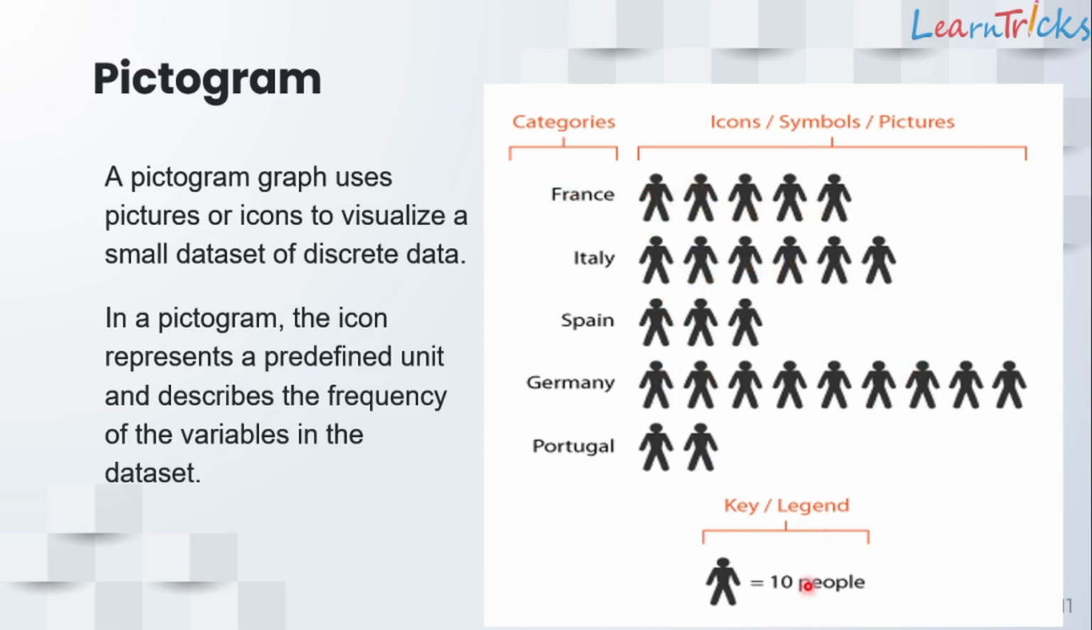And one icon is equivalent to 10 people. We are using this relative to people, that's why we are using the person's icon, and one icon is equivalent to 10 people. So for France there are 5 icons, which means the value for France is 50. For Spain there are 3 icons, so the value for Spain is 30, and for Portugal there are 2 icons, so the value for Portugal is 20 people, right? So this was an example of a pictogram and how to read it.